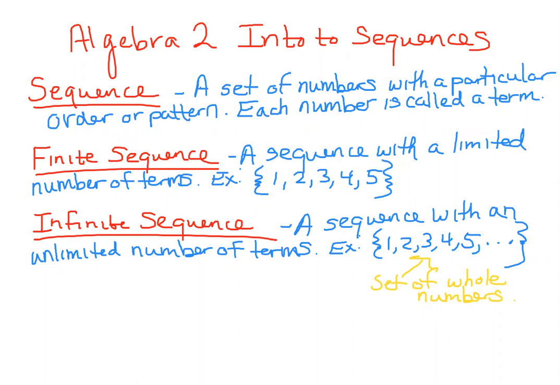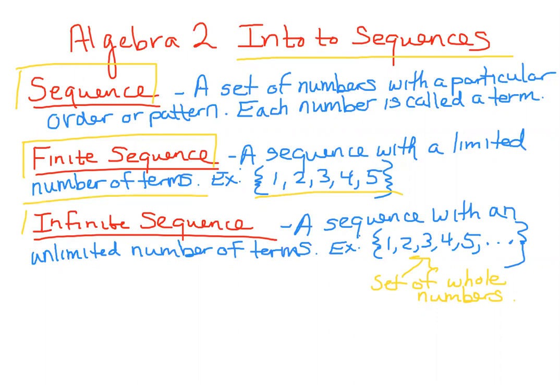So this chapter is called Sequences and Series, and this lesson is Introduction to Sequences. So it starts with a lot of definitions. A sequence is a set of numbers with a particular order or pattern. Each number is called a term. And then we've got a finite sequence, which is a sequence with a limited number of terms. Example here, 1, 2, 3, 4, 5.